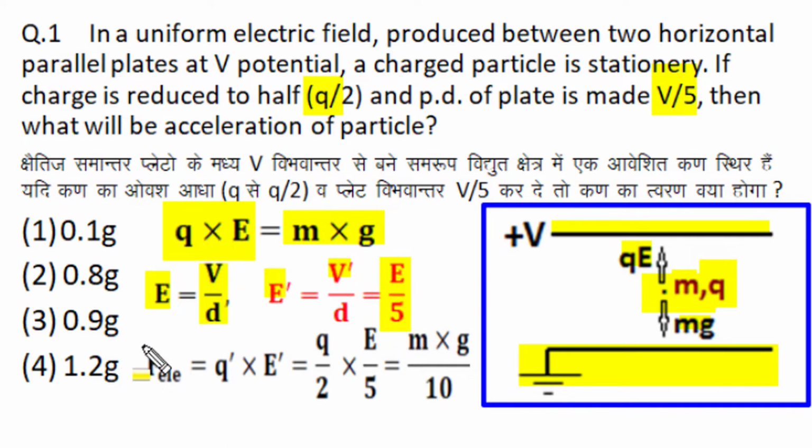So the new electric force, with half the charge and 1/5 electric field, becomes 1/10 of the previous force. The previous force is equal to mg. So the new electric force vertically upward becomes 1/10 of the previous mg force. So the net force acting downward, the difference of mg and 0.1 mg, becomes 0.9 mg, and that will produce a vertical downward acceleration of 0.9 g meter per second square in this system.